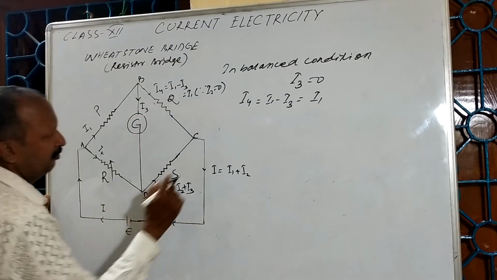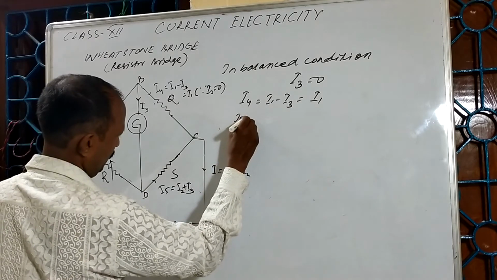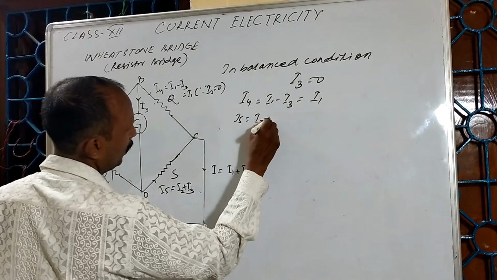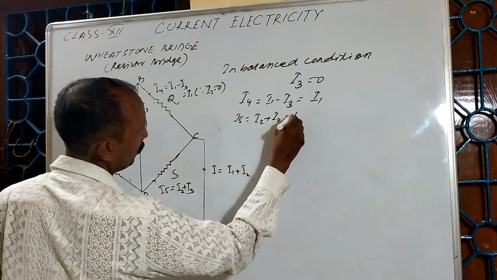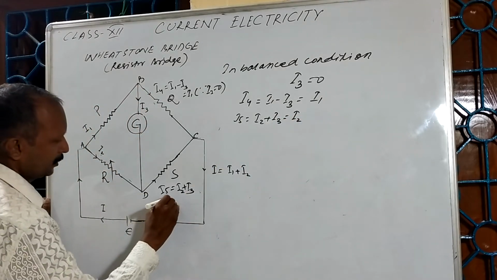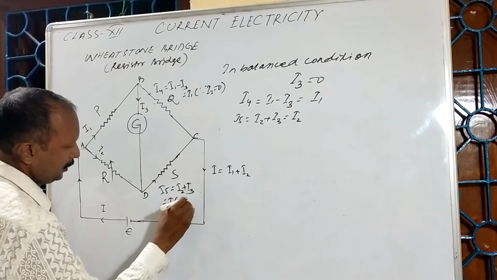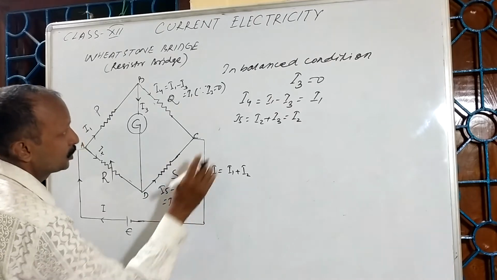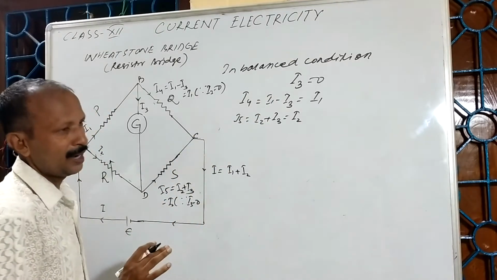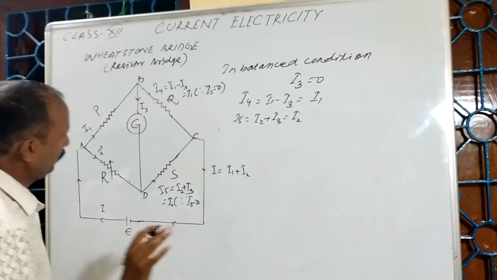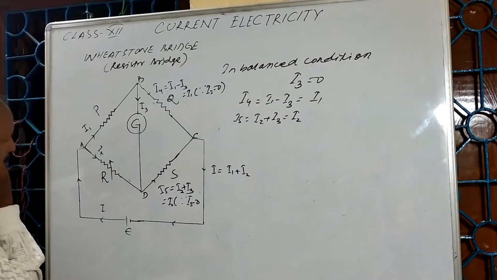So what about the I5? This I5 is equal to I2 plus I3, which is equal to I2. So I can say this is I2 since I3 is equal to 0. It is a matter in balanced condition. Okay. Now let us see.